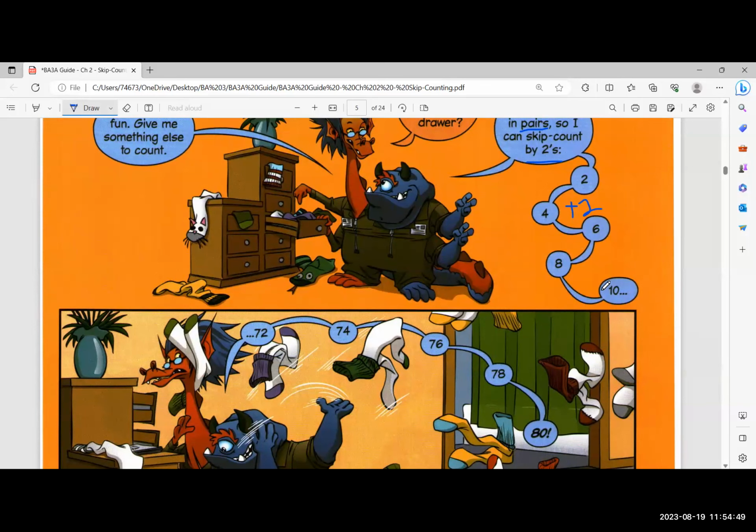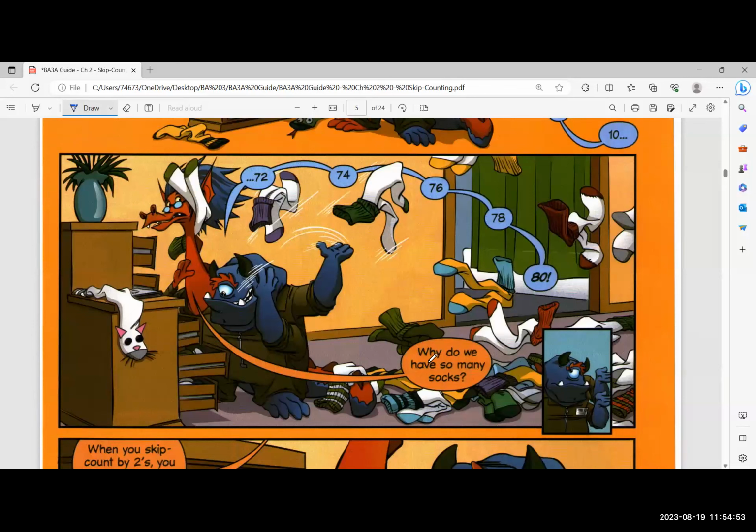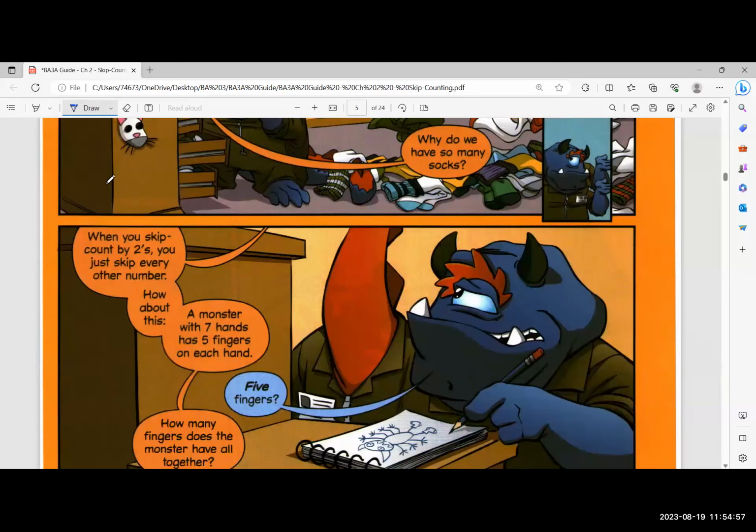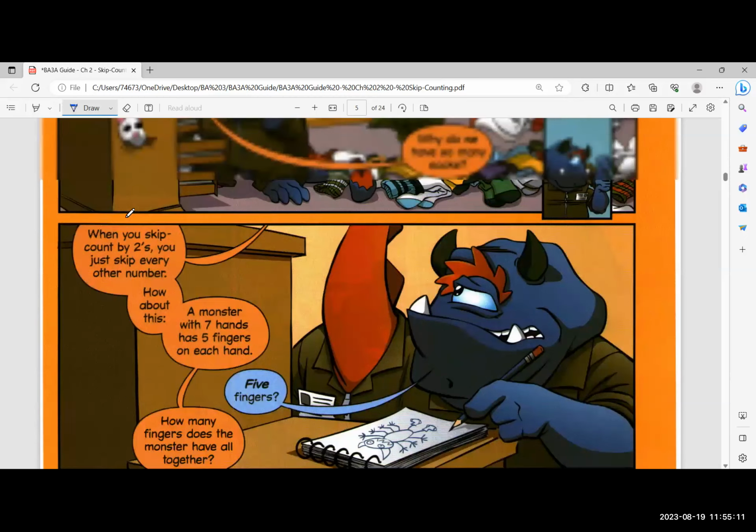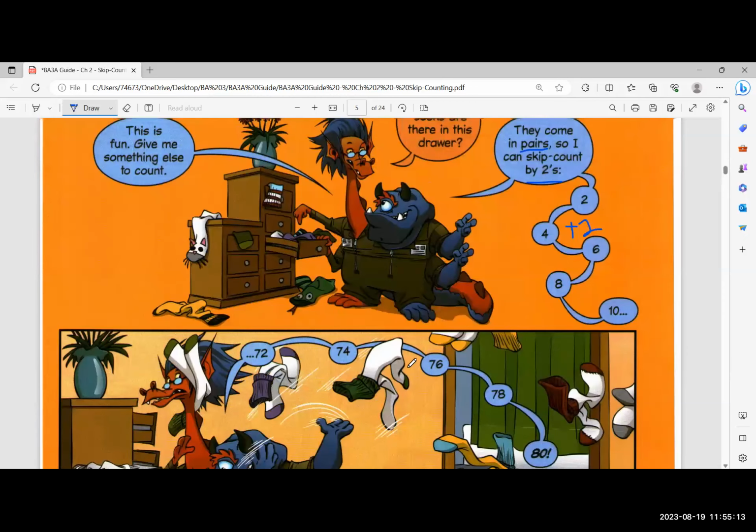Okay. So, and then, well, we're not finished. But why do we have so many socks? You're not sure. And when you skip count by twos, you just skip every other number. So we skipped all of the odd numbers, right? If we look up, we see that there's no odd numbers here.